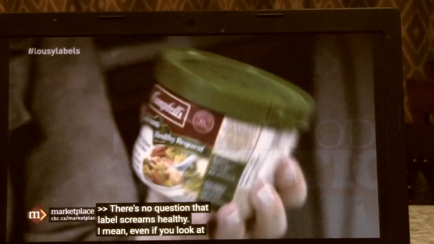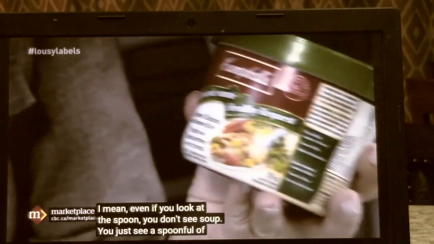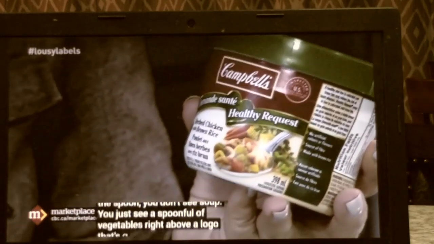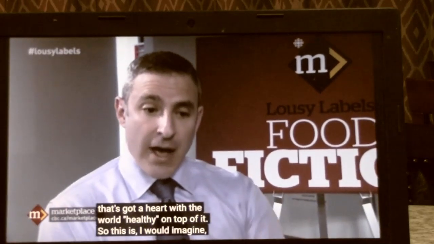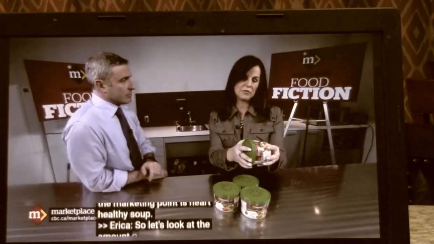So we've got this Campbell's soup. It's called Healthy Request, and there are a lot of health-related things on this label. There's no question that label screams healthy. Even if you look at the spoon, you don't see soup, you just see a spoonful of vegetables right above a logo that's got a heart with the word healthy on top of it. So this is, I would imagine, the marketing point: heart-healthy soup. So let's look at the amount of sodium in here.